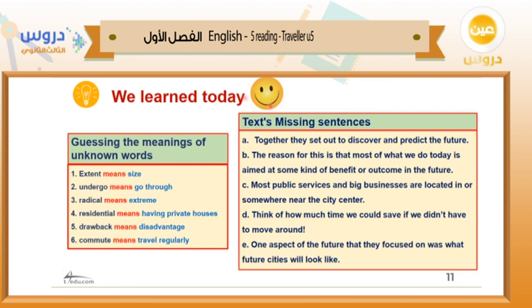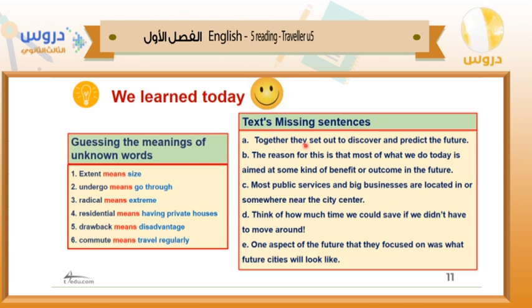Alright, what we have learned today, as you can see, is guessing the meaning of unknown words. 1, extend means size. Undergo means go through. 3, radical means extreme. Residential means having private houses. Drawback means disadvantage. And commute means travel regularly. And also text missing sentences.